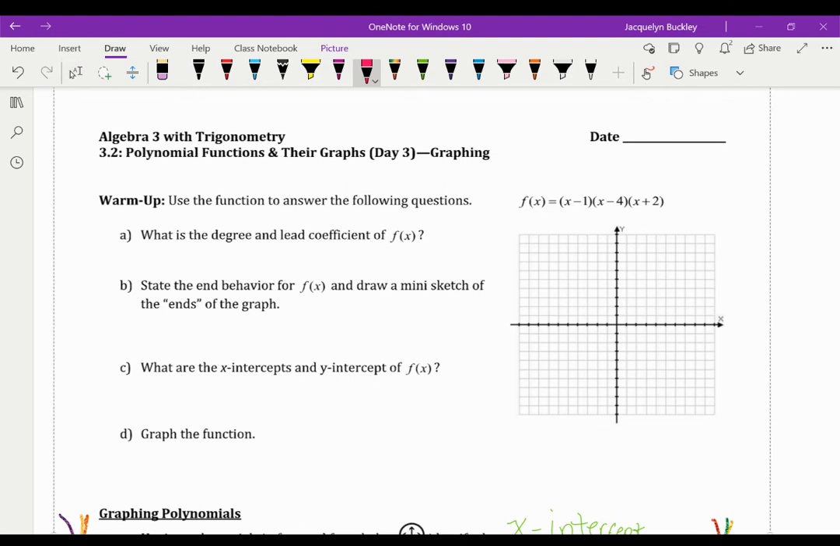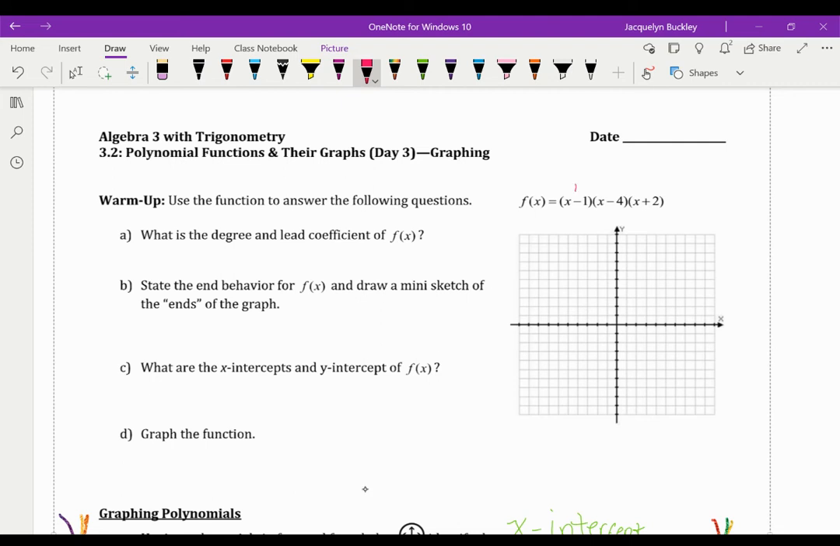Alright guys, so today we're doing 3.2 day 3. This is all about graphing. So you're going to go ahead, pause the video, and start with the warm-up, and then when you come back, it'll be ready for you.